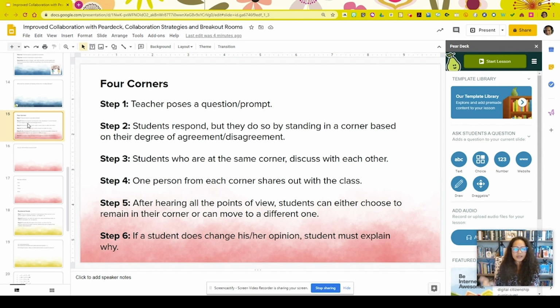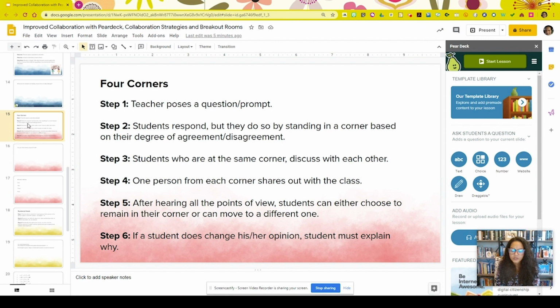And then another variation. So this is like an added step. Usually that's kind of where it ends, and then you talk as a group. But if a student changes his or her mind, maybe you pull them all back to the center and then you ask the question again and see if anyone goes to a different corner. And if they do, they have to explain why they went to that different corner, right?